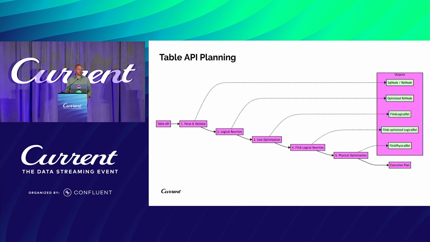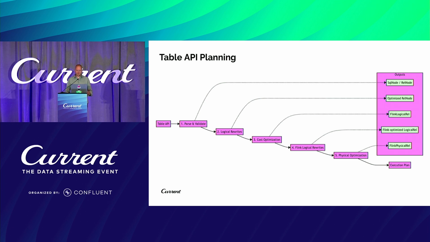Are your table names correct? Do the columns that you're referring to actually exist? Do you have a valid syntax? So it's all about parsing and validation. And internally, this results in SQL nodes and rel nodes in Flink. And the next step is actually where Flink tries to get clever.